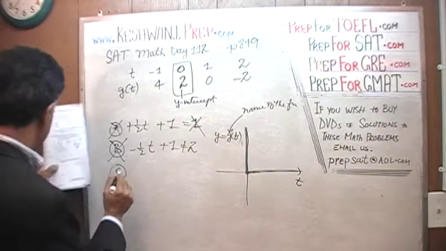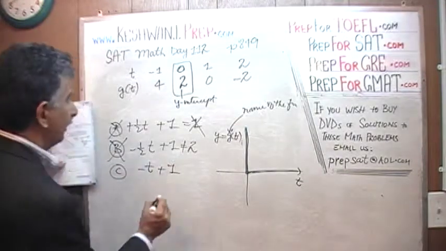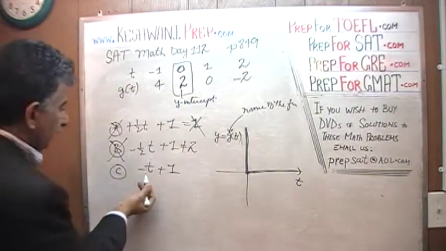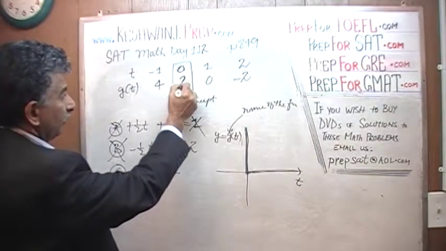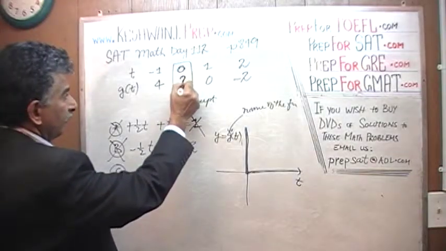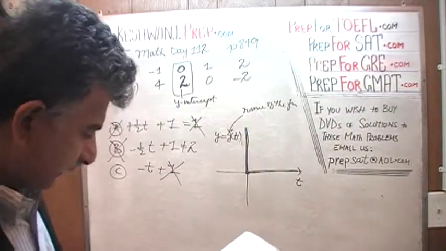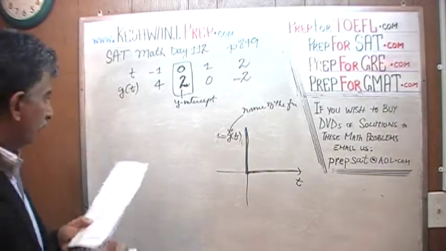C says negative t plus 1. Again, when t is 0, the value of the function is 1. The value of the function has to be 2. When t is 0, y has to be 2. This is no good. C is no good. The answer is either D or E. Let's look at D.